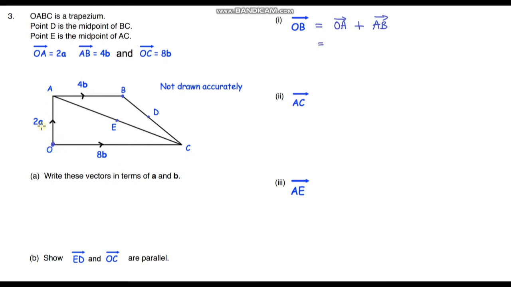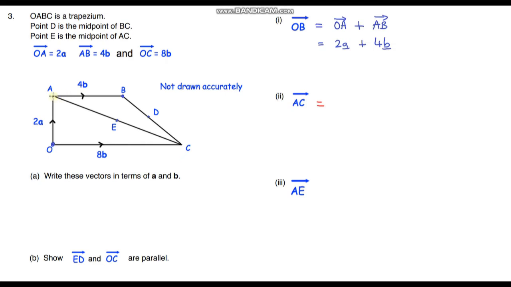So vector OA, that is 2A. And then vector AB is 4B. So it's plus 4B, and that is our answer. We can't simplify this anymore. So our answer is 2A plus 4B. Okay, let's move on to the second part.